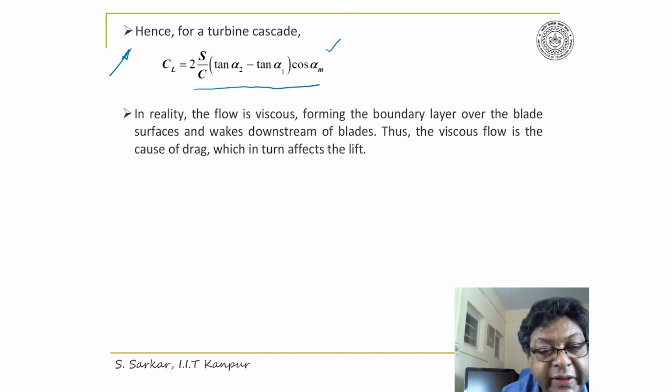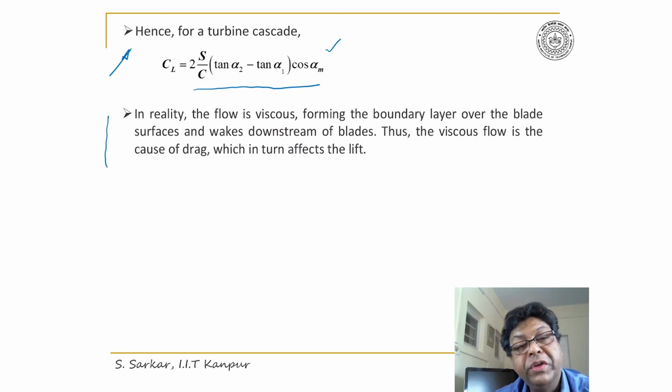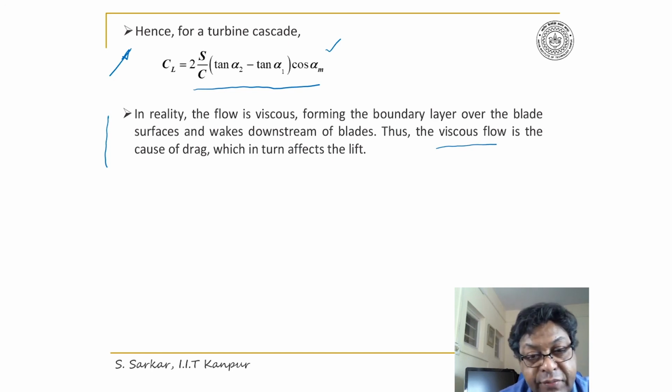Further, I like to state that in reality, the flow is viscous, forming boundary layer over the blade surface, and wake will appear downstream of blades. Thus, the viscous flow is the cause of drag, which in turn affects the lift. All this I'll discuss in the next section.